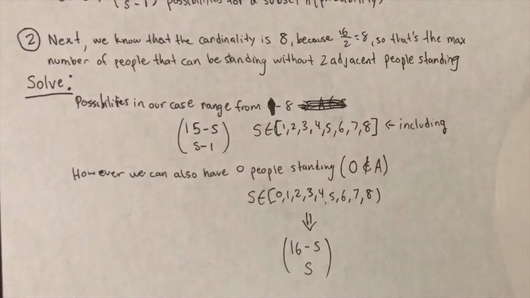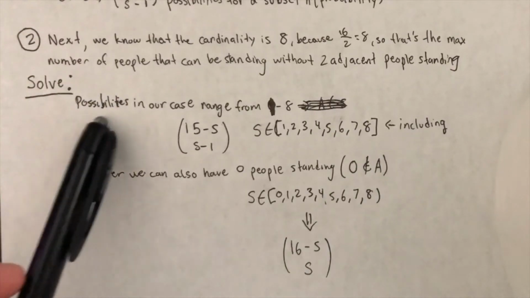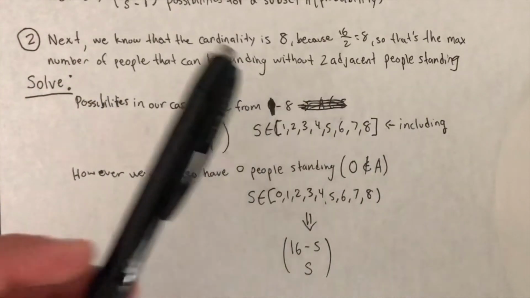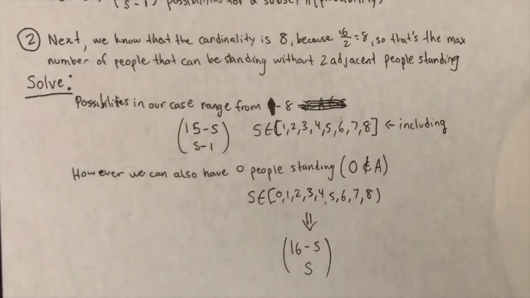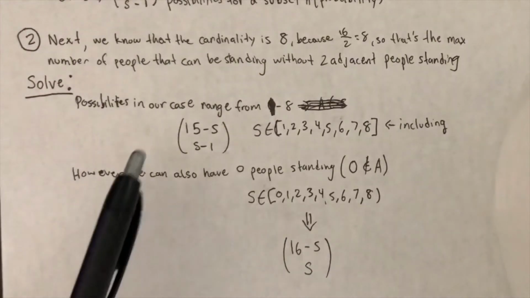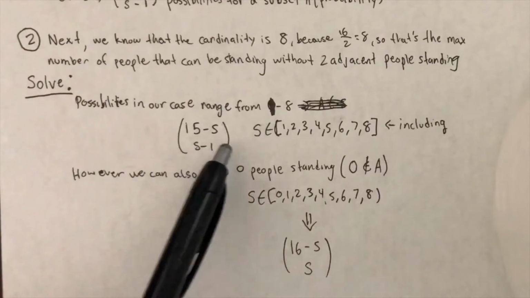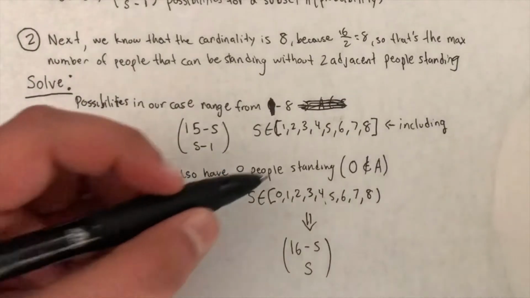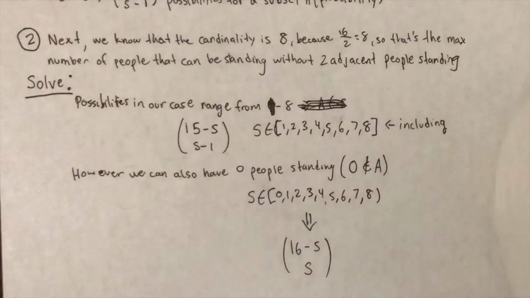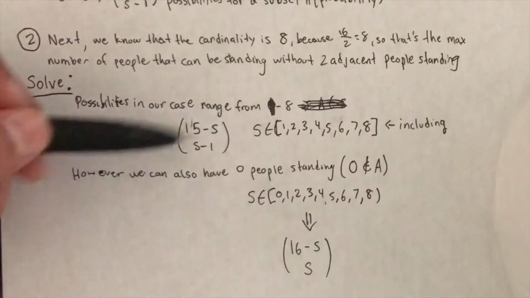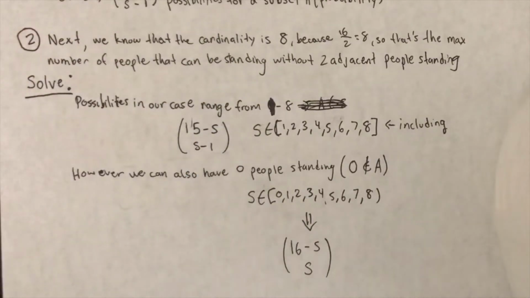So to start solving this, we would have 2 distinct cases. The first one is when the possibilities in our case range from 1 to 8. Not 0 to 8, but 1 to 8. So there's 1 to 8 people standing. So that's when we have 15 minus s and s minus 1, because we start from the value of 1. So this would eventually become a factorial, which we'll solve.